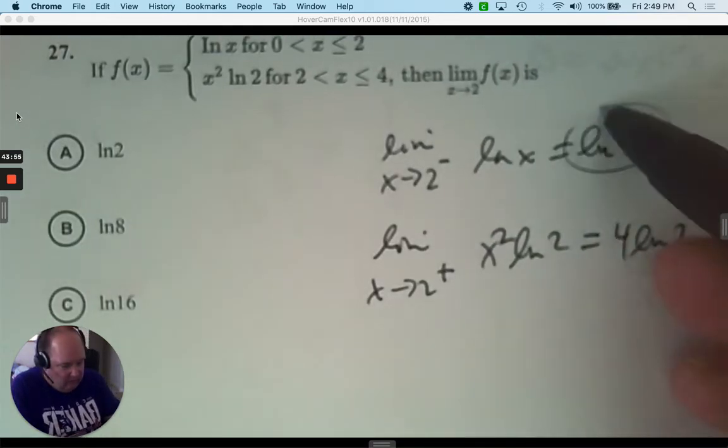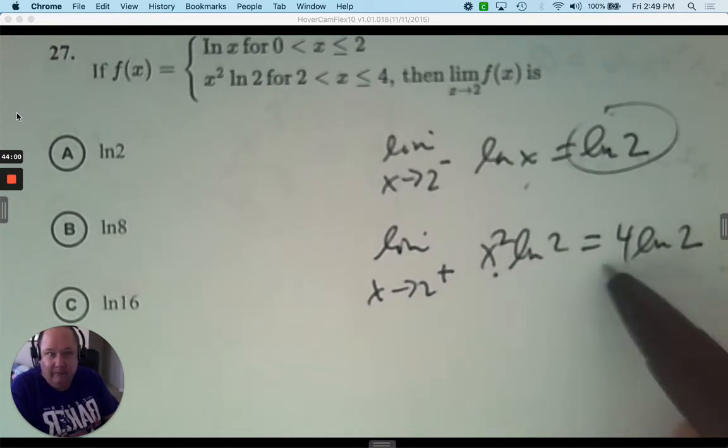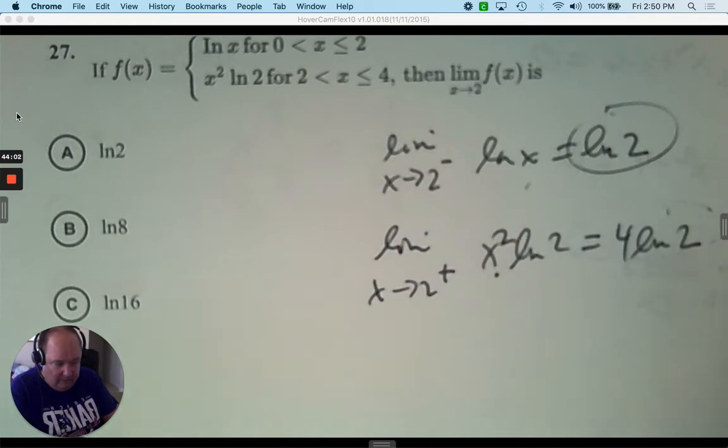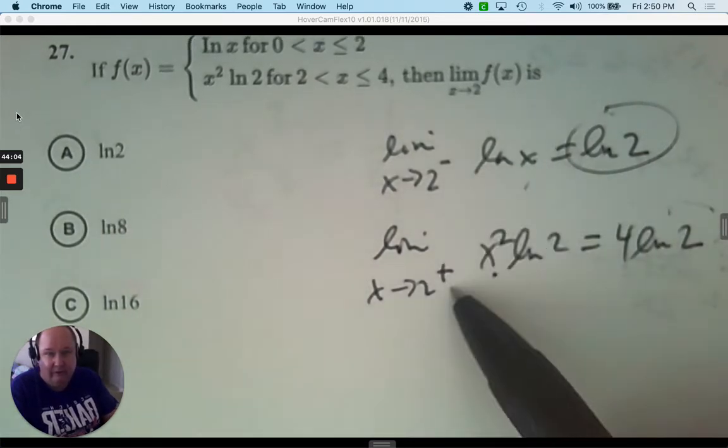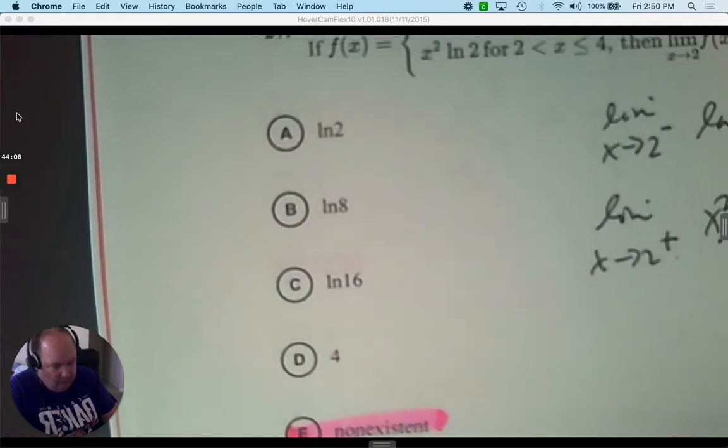I get ln 2 here. Then when I plug in 2 here, I get 4 ln 2. Definitely not the same number. So because the left side does not agree with the right side, the limit does not exist. Mean Girls. Here we go. Do you know the movie?